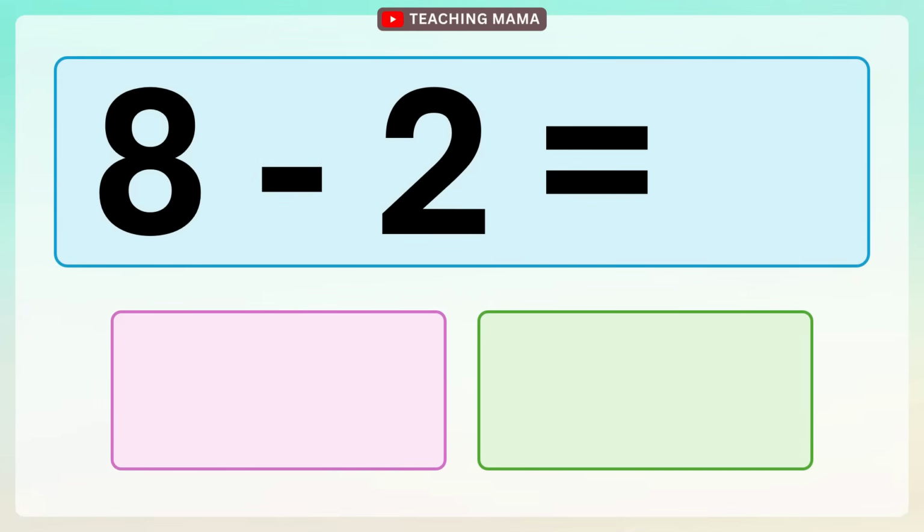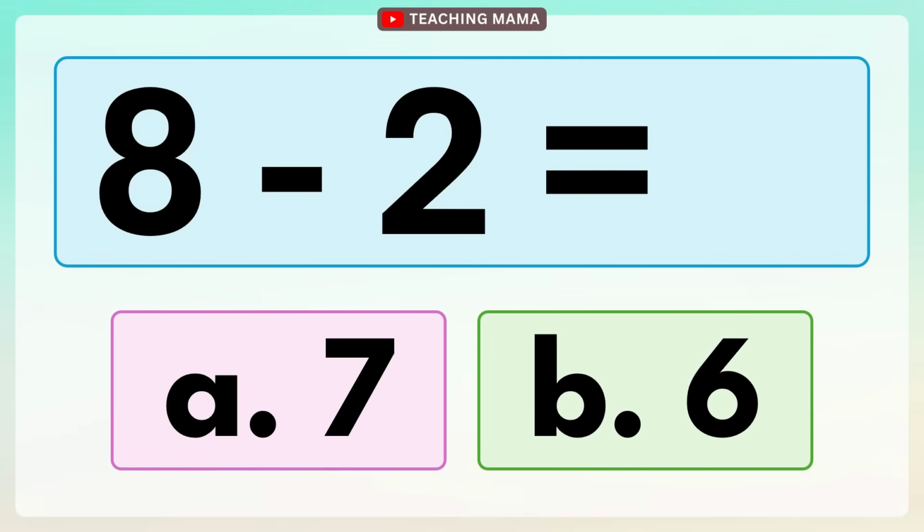8 minus 2 equals A. 7. B. 6. What is the answer? B. 6.